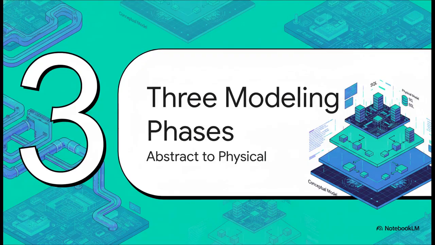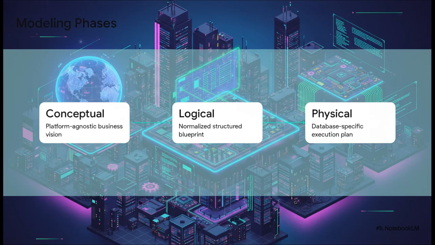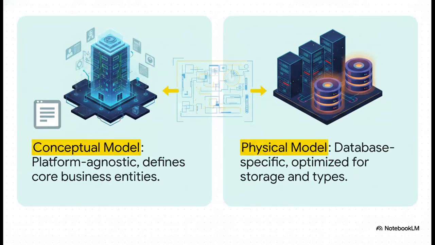Let's move right along to Section 3, the three modeling phases, abstract semantics to physical reality. Just like constructing a massive skyscraper, we have to progress step by step through layers of abstraction. Phase 1 is the conceptual model, Phase 2 is the logical model, and Phase 3 is the physical model. Seriously, skipping directly to the physical build is exactly what causes those bottlenecks and massive structural tech debt we were just talking about. There's a really stark contrast here.